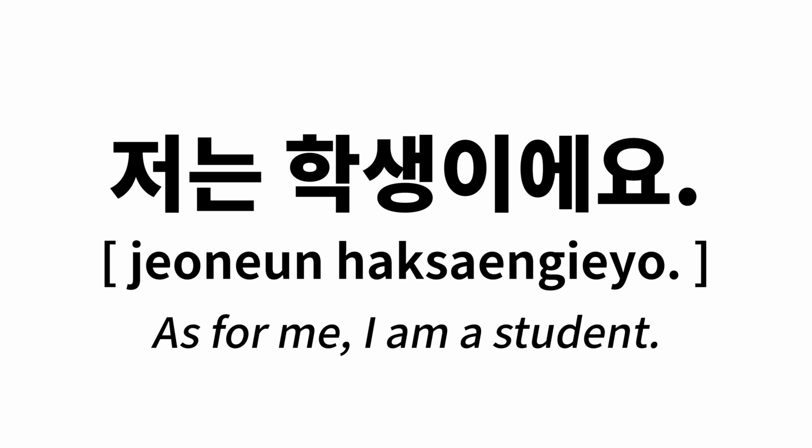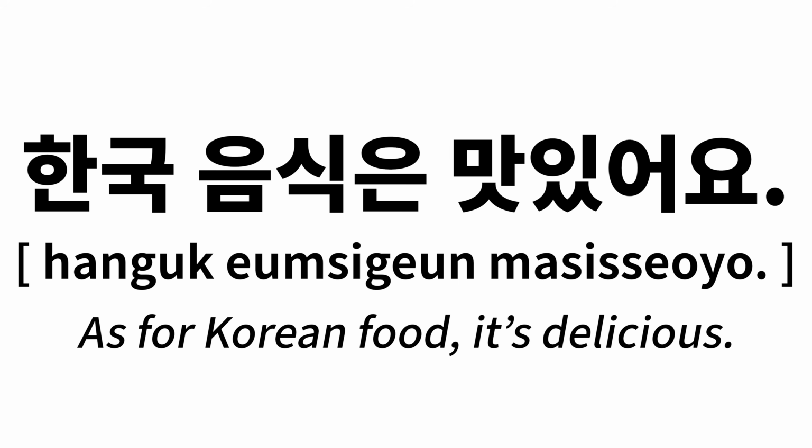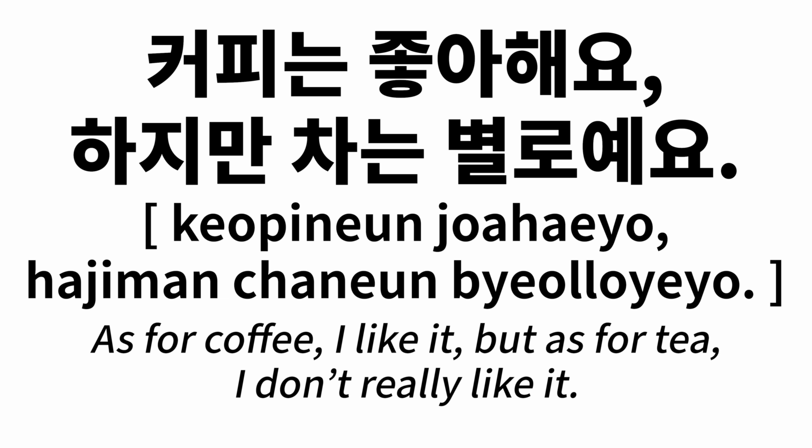We can use it in sentences like this. 저는 학생이에요. As for me, I am a student. 한국 음식은 맛있어요. As for Korean food, it's delicious. 은, 는 also expresses contrast, especially when comparing two things. For example, 커피는 좋아해요. 하지만 차는 별로예요. As for coffee, I like it, but as for tea, I don't really like it. This clearly shows the contrast between coffee and tea.